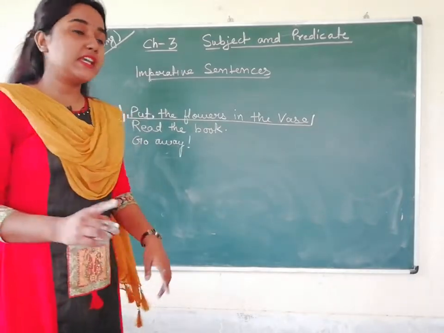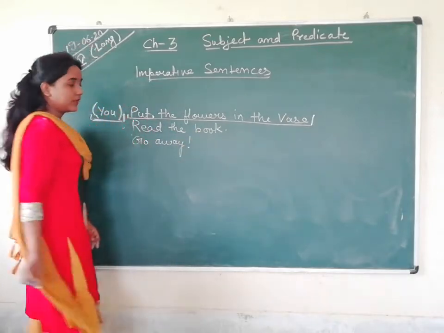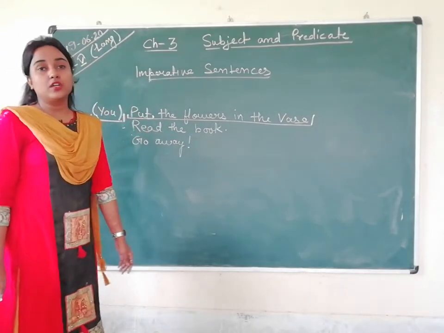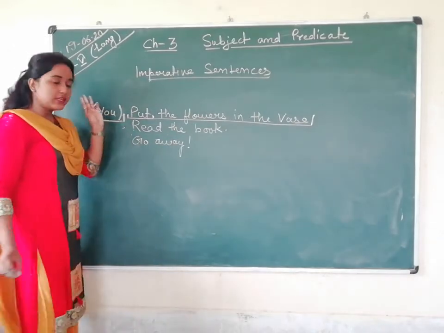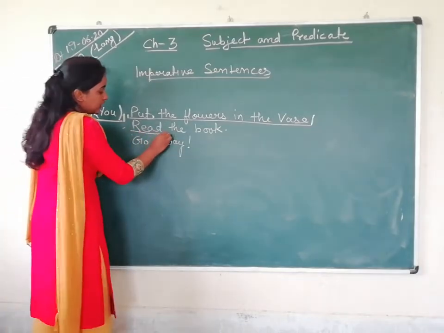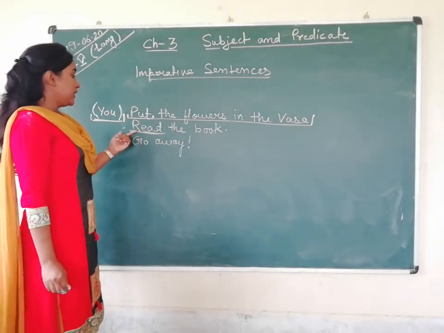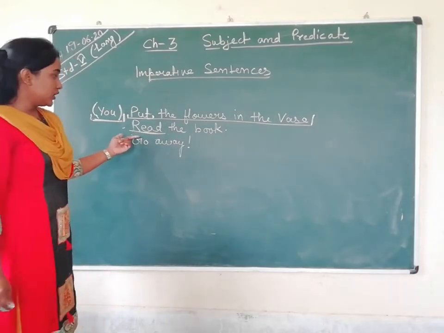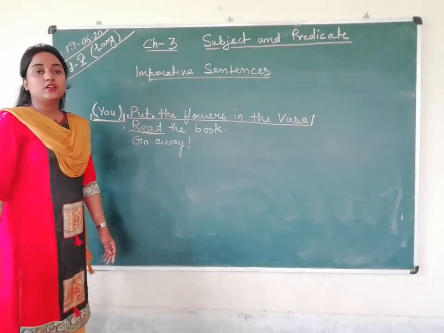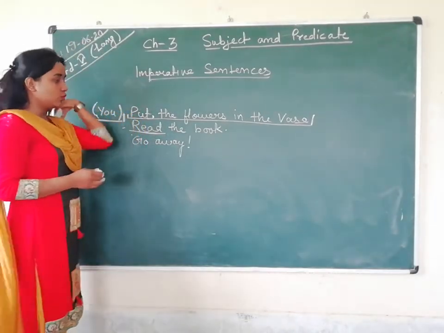In the same case, read the book. If we are saying it to someone, it is a command, read the book. So the first step is what? We have to find the verb in the sentence. So read is the verb in the sentence. Now second, we ask who or what to the verb. Who read the book? Are we getting the answer? No, we are not getting the answer when we ask who to the verb.